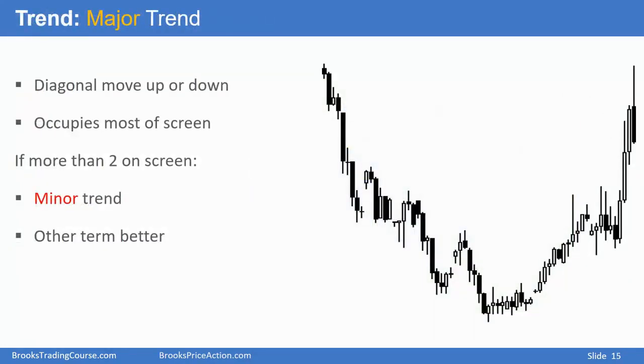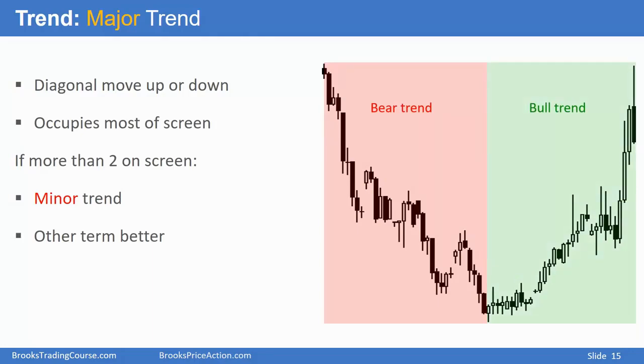In general, anytime there's a diagonal move up or down and it occupies most of the screen, I call it a trend. And if there are more than two on the screen, I don't use trend. If there are just two, I'll call it a trend. So this is a bear trend, this is a bull trend. But if I start to see 3 or 4 trends on the screen, I stop calling them trends, I call them swings. If I start to see 5 or 10, I start to call them legs. So there's a bear trend and there's a bull trend.